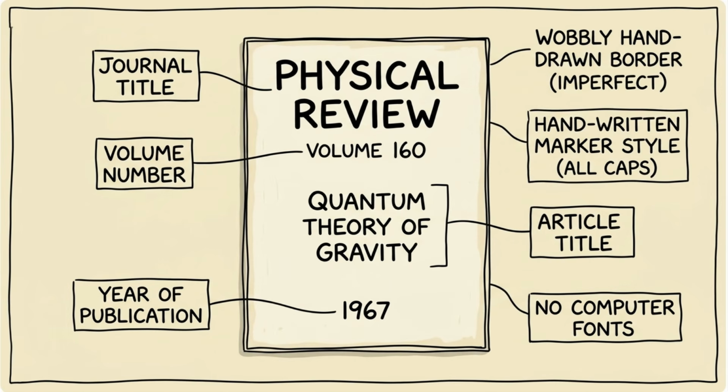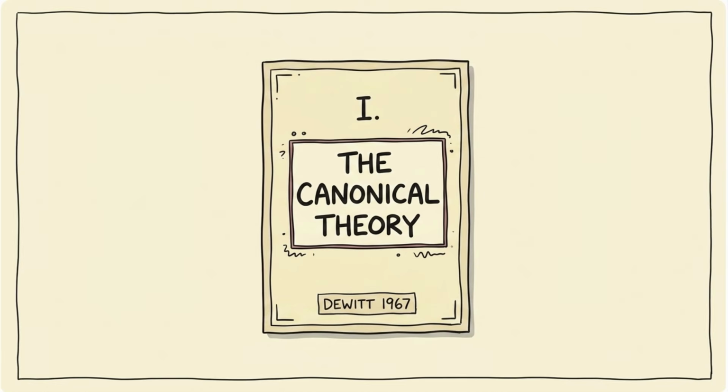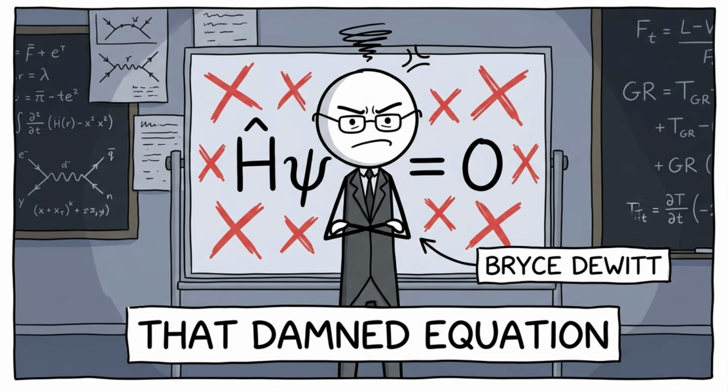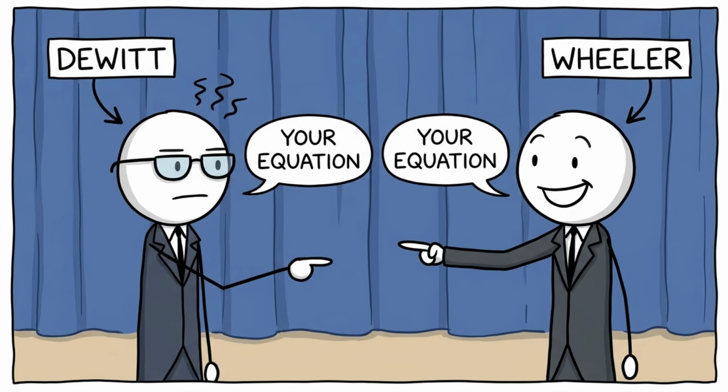DeWitt published it in Physical Review, Volume 160, in 1967, in a paper titled Quantum Theory of Gravity. The canonical theory. By his own account, he had shown the result to John Wheeler 2 years earlier at the Raleigh-Durham Airport, and Wheeler was delighted by it in a way DeWitt found difficult to share. DeWitt spent decades calling it that damned equation. For years afterwards, each man referred to it as the other one's equation.